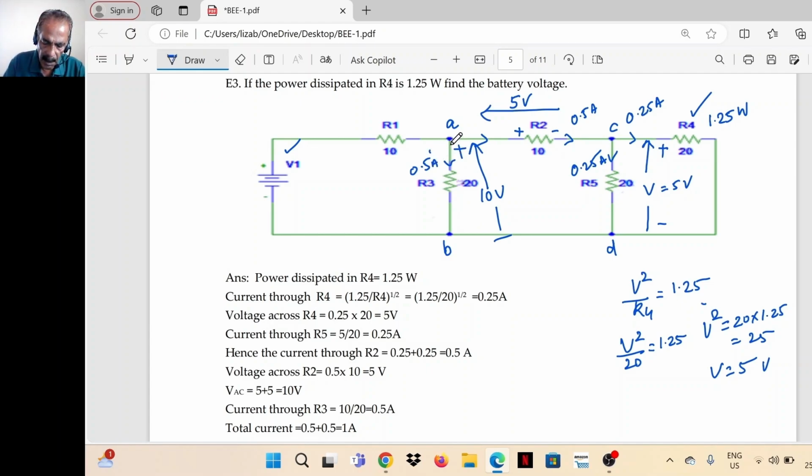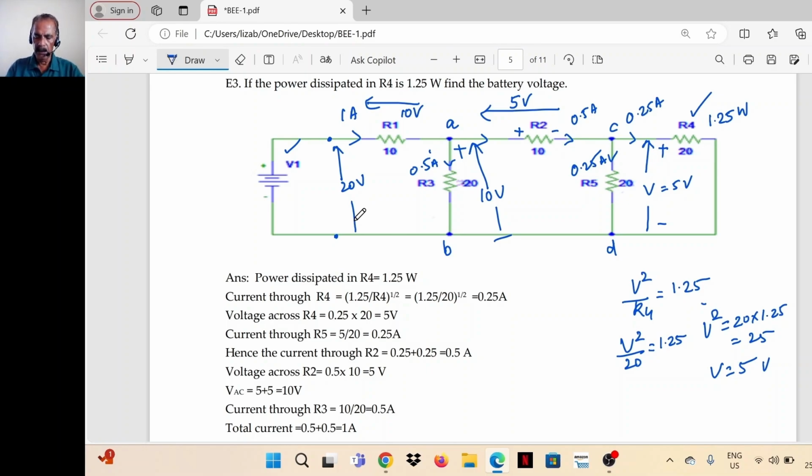Now we got this current. Current from A to B is 0.5 ampere. From A to C is 0.5 ampere. Therefore, the total current is 1 ampere. So the voltage across resistor R1 is equal to 1 ampere into 10 ohm. That is 10 volts. So the voltage between these 2 points across the battery terminals is 10 plus 10, that is 20 volts. So the battery voltage is 20 volts.